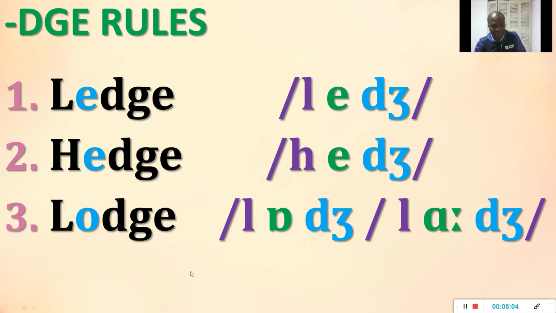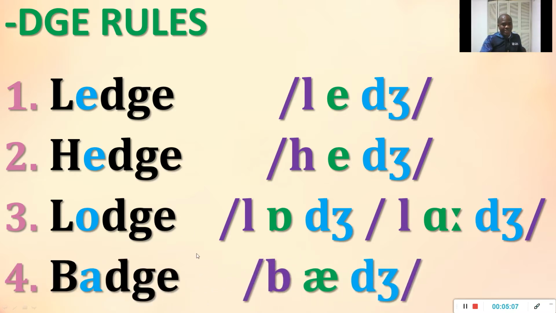Let's look at the next example. Our next example is badge. Badge. So we have our A, it's a short vowel. B, A, CH, badge. Therefore, we must use the DG. So in a nutshell, when a short vowel is followed by the J sound, we use the spelling DG because it is followed by a short vowel. That is the rule. Whenever it is followed by a short vowel, we have to use DG.